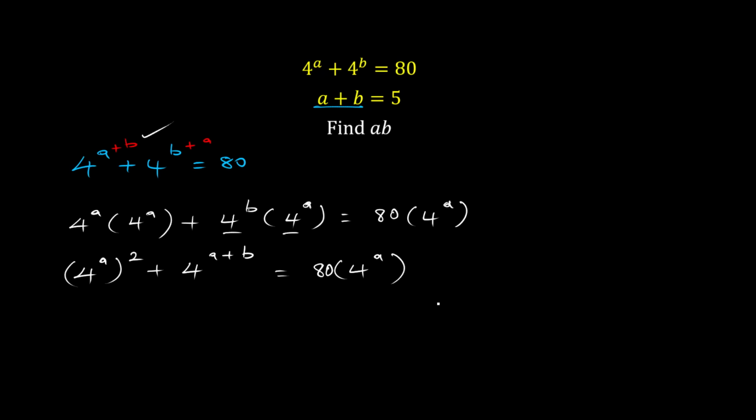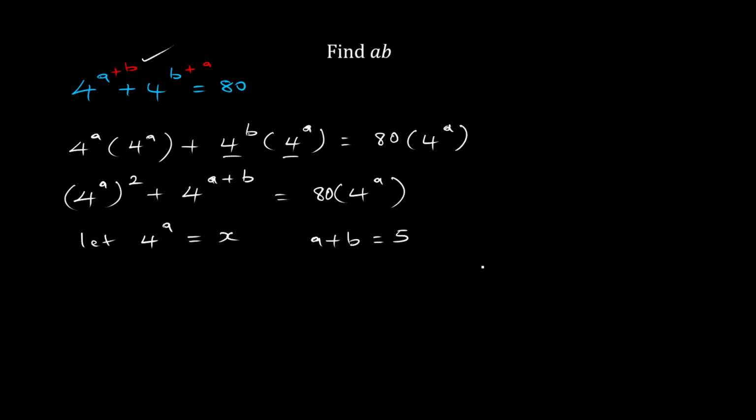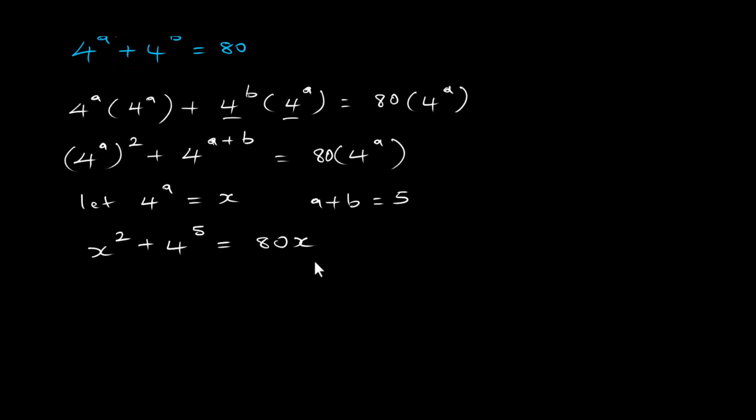All right, so we know that a plus b is 5, right? So we could actually rewrite this a bit. Let's say let 4 to the a be equal to x, and we know that a plus b is equal to 5. We're on a really good path right now. So we could just substitute x and substitute 5 in our equation: x squared plus 4 to the 5th power is equal to 80x. And this is shaping up to be a really nice quadratic equation.